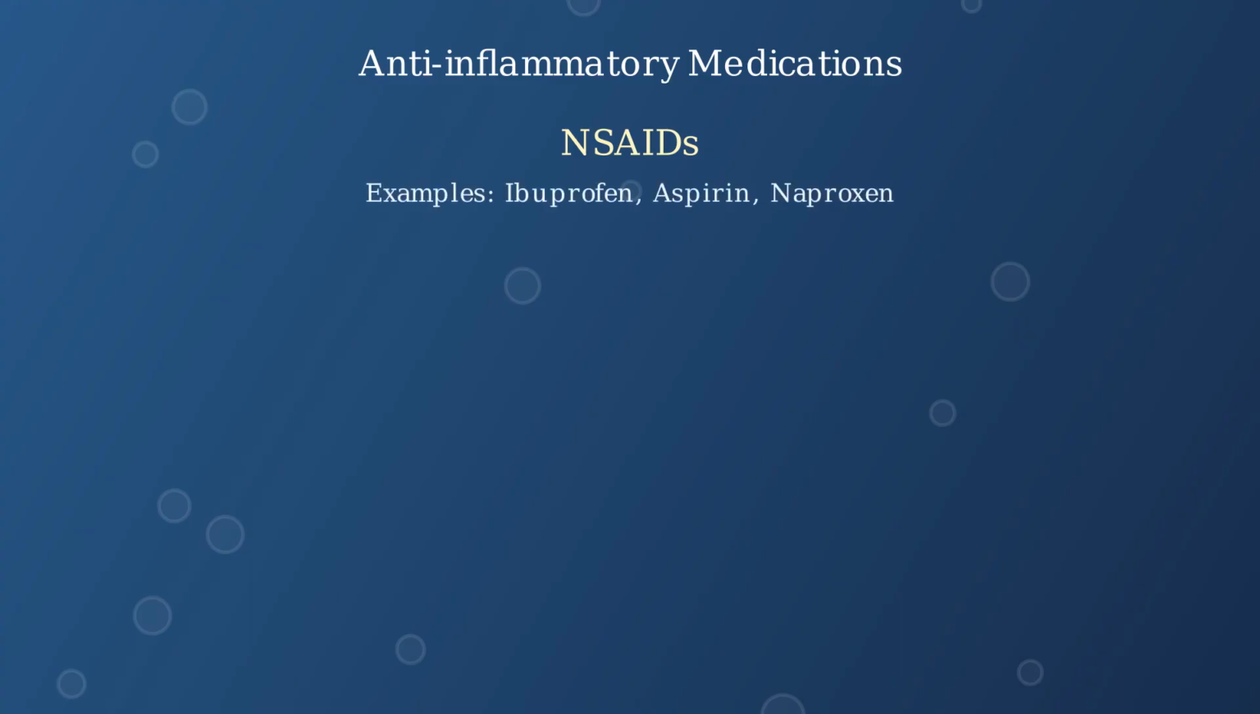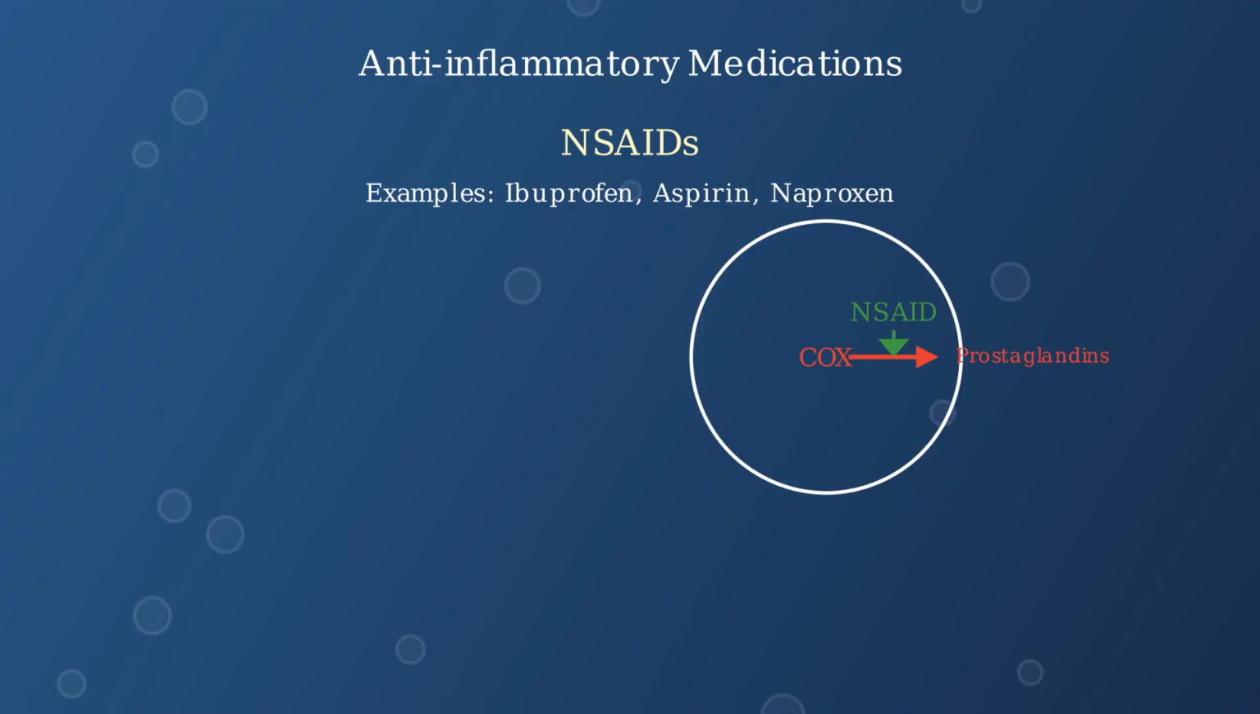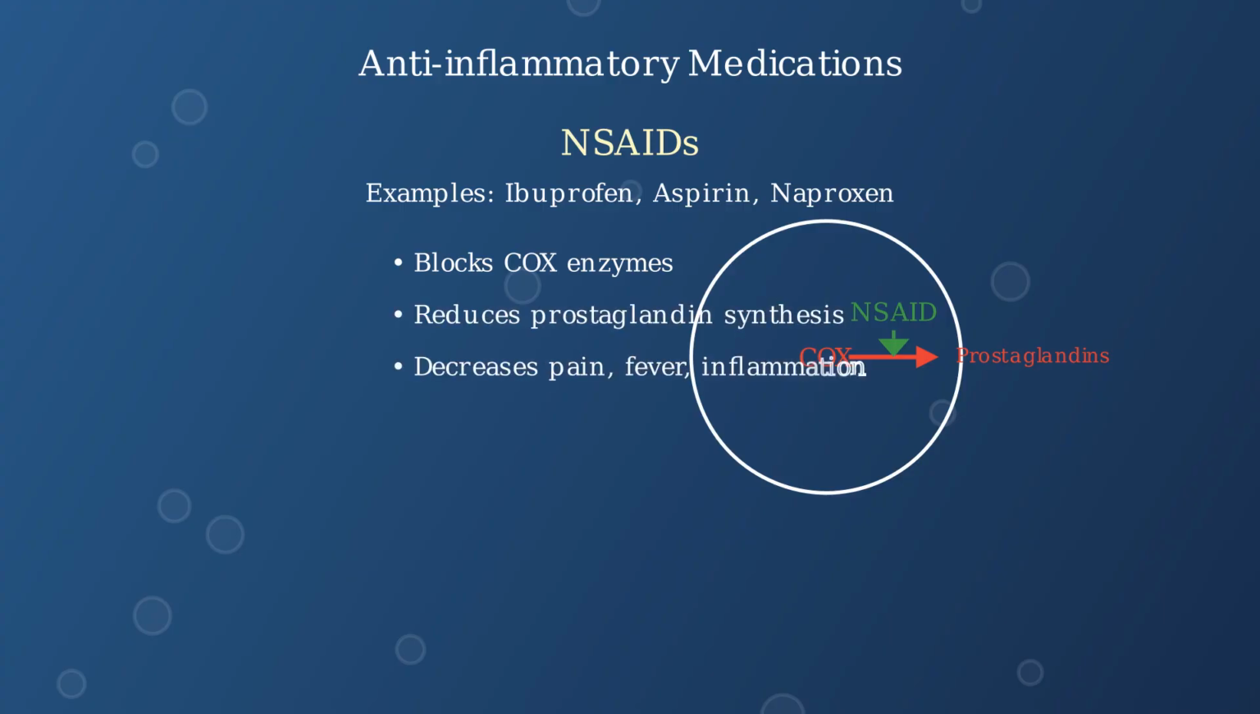Non-steroidal anti-inflammatory drugs, or NSAIDs, include common medications like ibuprofen and aspirin. They work by inhibiting COX enzymes, reducing prostaglandin synthesis. NSAIDs are effective at reducing pain, fever, and inflammation, but they can cause side effects like gastrointestinal irritation, kidney problems, and increased bleeding risk.